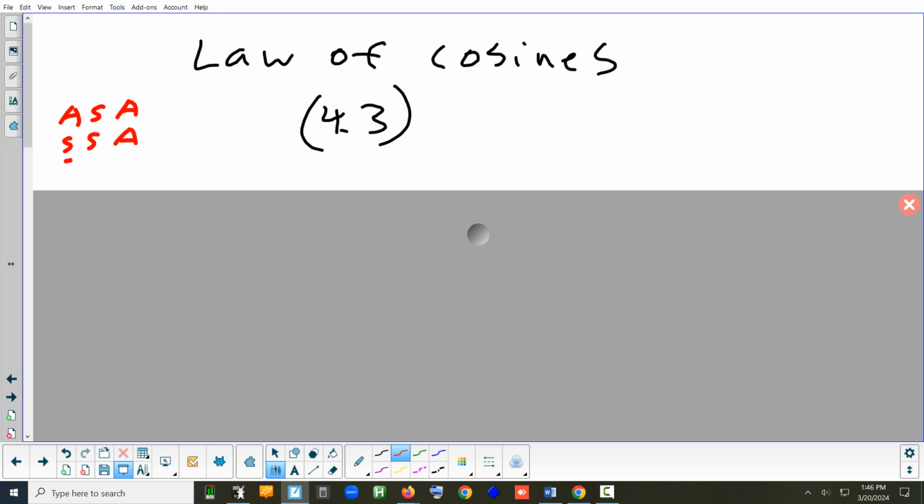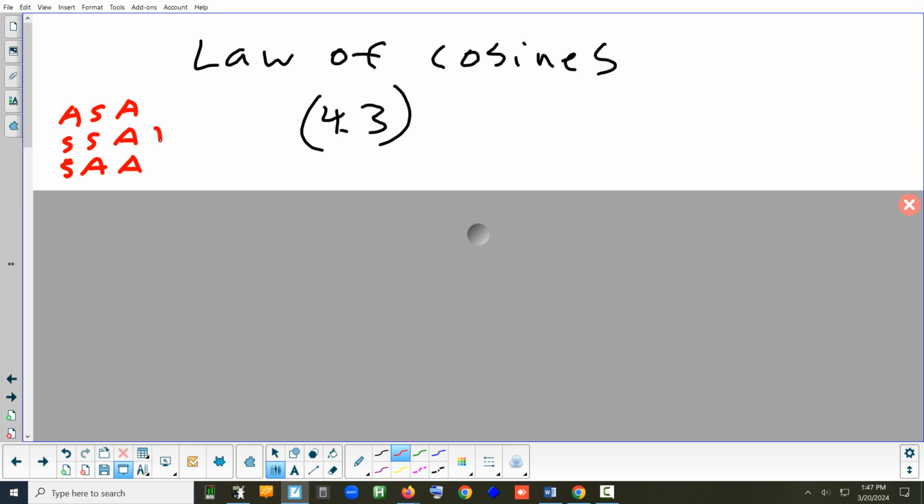Angle, side, angle. Well, side, angle, side, we have not done. That's going to be today. So what's the third one? Side, angle, angle, or angle, angle, side.